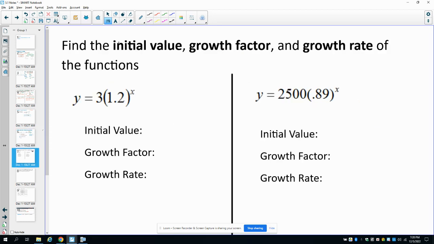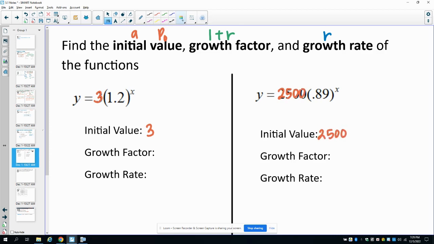So let's go ahead and look at some of these. So you can see that these have been simplified. So it doesn't say 1 plus r in here. So remember that our initial value is still just that front number, right? So either we're thinking of it as a or p sub 0, p naught. The growth factor is that whole 1 plus r. And then the growth rate is just the r value, okay? So we have to figure that out based on this 1 plus r. So in this first one, our initial value is 3, okay? And in this second one, our initial value is 2,500.